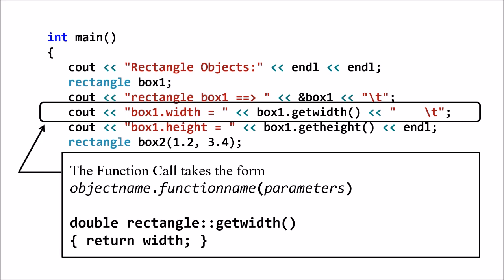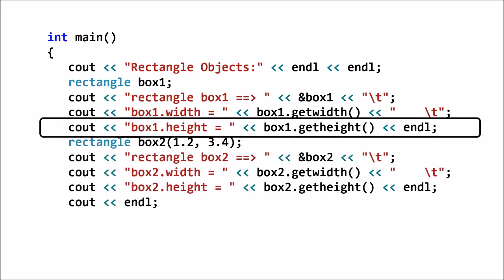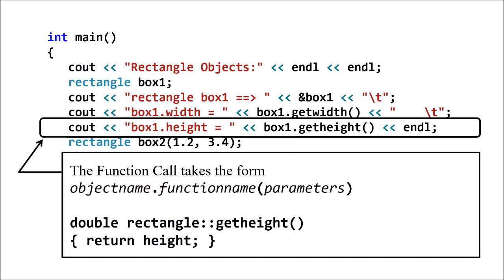When this function call is executed, it will go to the class definitions, and it will call the function known as getWidth, which is listed inside the box. This function returns a type double number, and what it does, it simply returns the width data member of the box1 object. So it returns the value of box1.width. The next line of code is similar, except it makes a function call to the getHeight function.